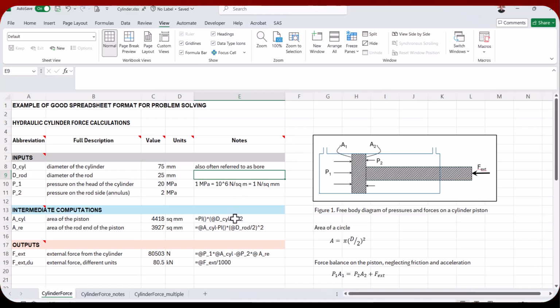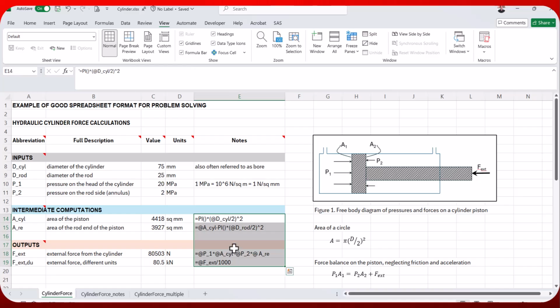And then you'll note down below, in the case of calculations, we actually echo the formula from column C over in column E so that at a glance you can see all of the calculations that are going on in the spreadsheet. So that's the 5-column part: abbreviation, full description, value, units, and notes.